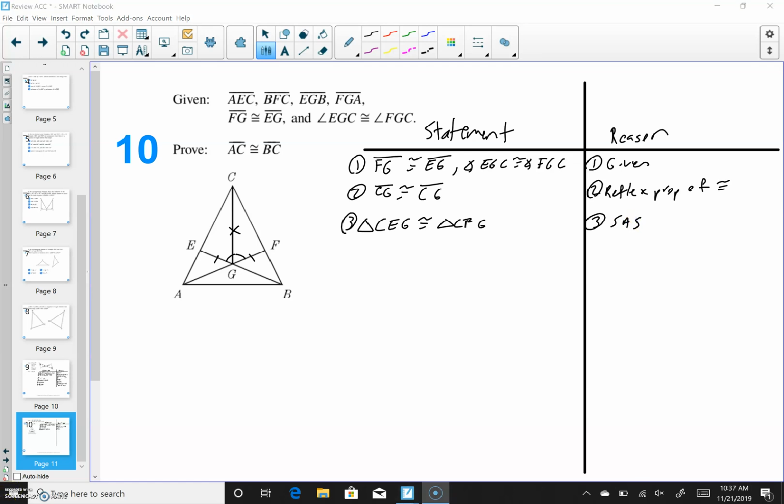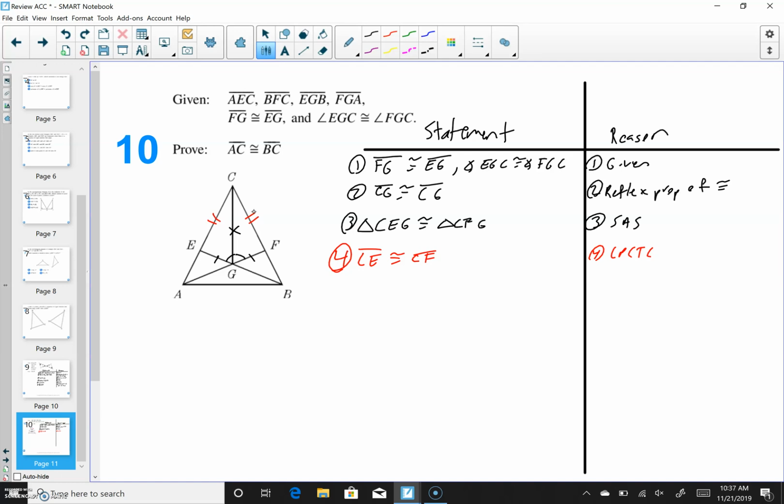Then from there, we need to get all of AC is congruent to all of CB. So I'm going to start by getting what I can here in the beginning, which is that CE is congruent to CF by CPCTC. So I can get the top parts of the triangle, of those sides, to be congruent, but now I've got to work towards the bottom.